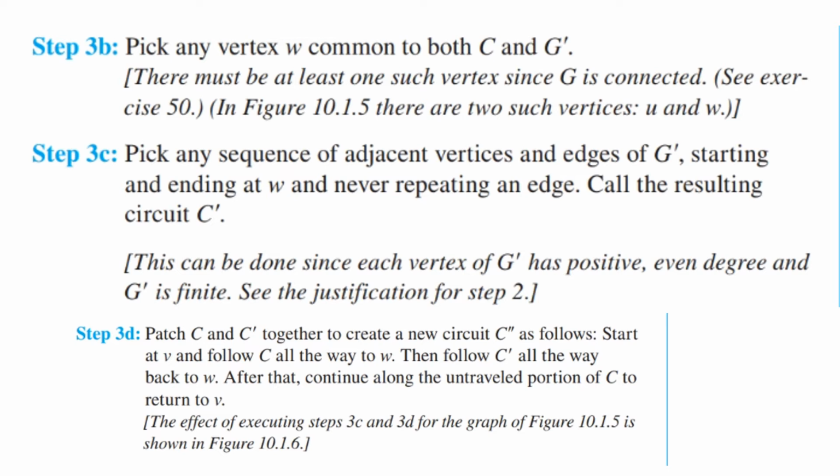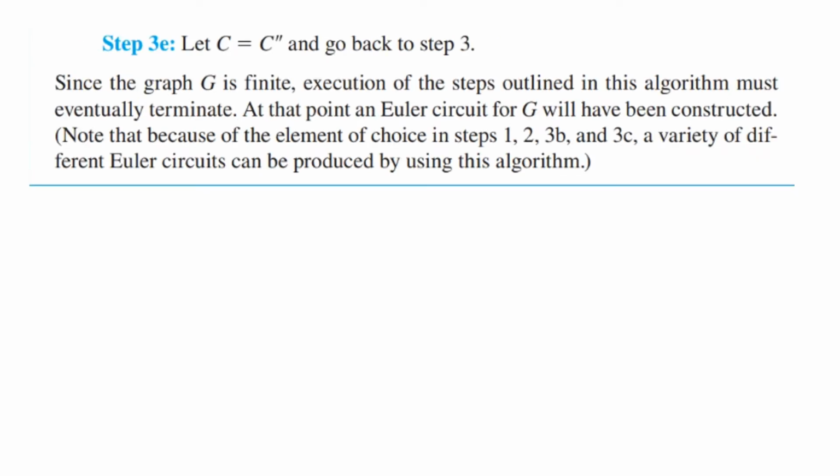Step 3D: we patch C and C prime together to create a new circuit called C double prime as follows. Start at V, follow C all the way to W, and then follow C prime all the way back to W, and after that continue along the untraveled portion of C and return to V. Then we let C equal C double prime and go back to step 3 and continue with the process.